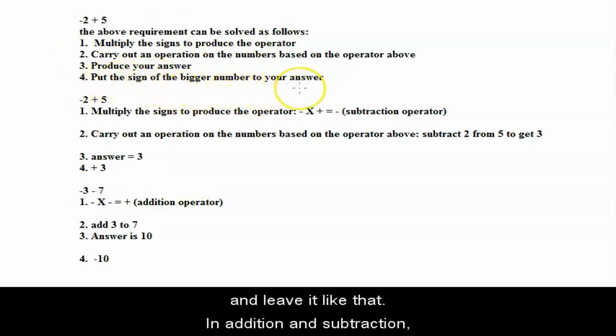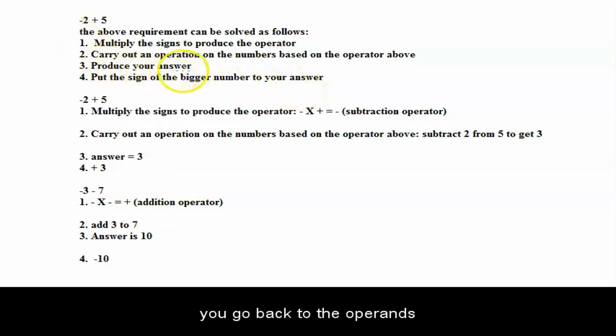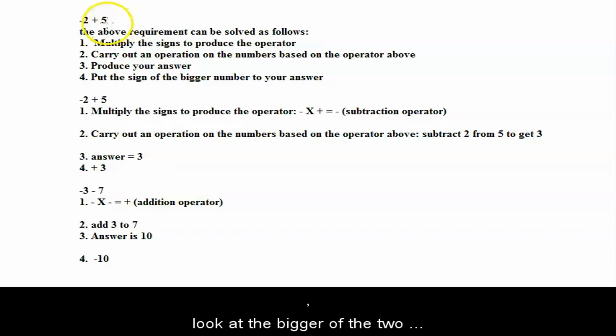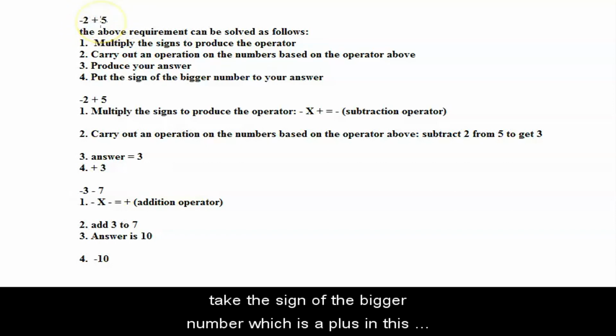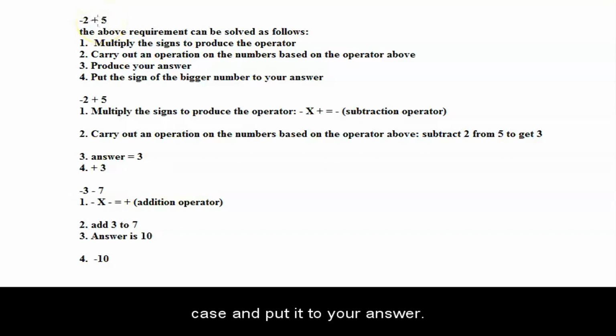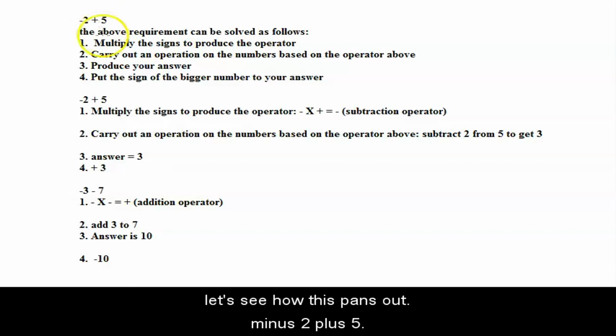You don't just write an answer and leave it like that. In addition or subtraction, you go back to the operands, look at the bigger of the two numbers, which is 5. Take the sign of the bigger number, which is a plus in this case, and put it to your answer. Now let's see how this pans out.